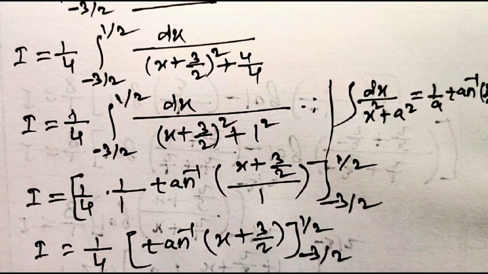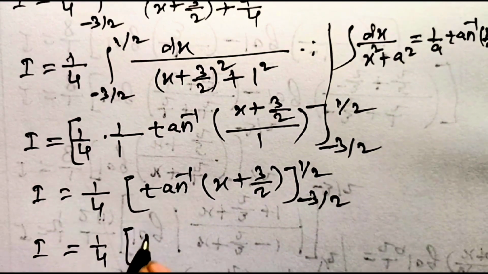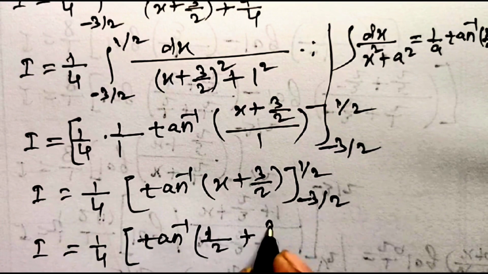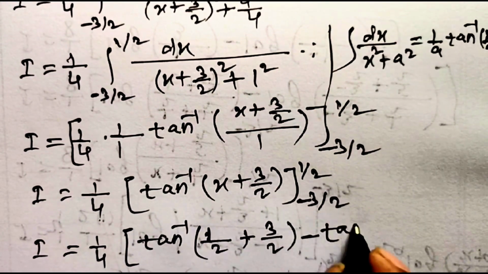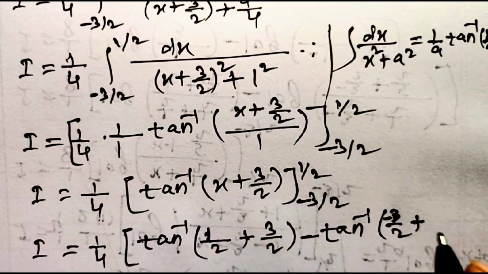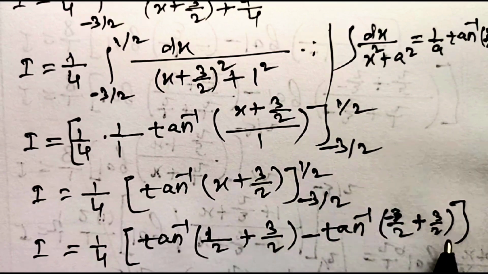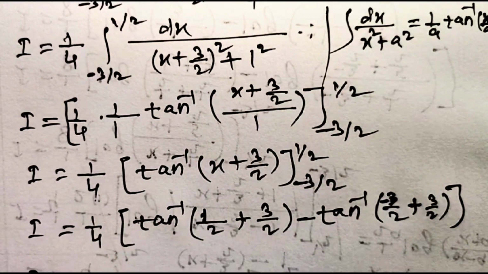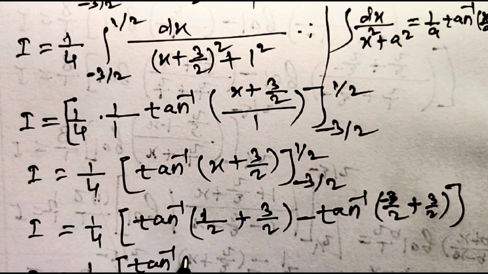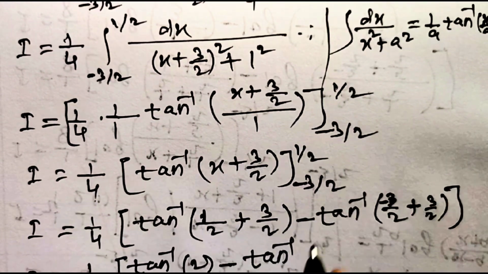Now first substitute upper limit and then substitute lower limit. I is equal to 1 upon 4 tan inverse, x is half, plus 3 upon 2, minus tan inverse, not half, minus 3 upon 2 plus 3 upon 2. X we have replaced by minus 3 upon 2 and this 3 upon 2 as it is. And then I is equal to 1 upon 4 tan inverse half plus 3 upon 2, that is 2, minus tan inverse minus 3 upon 2 plus 3 upon 2, that is 0.